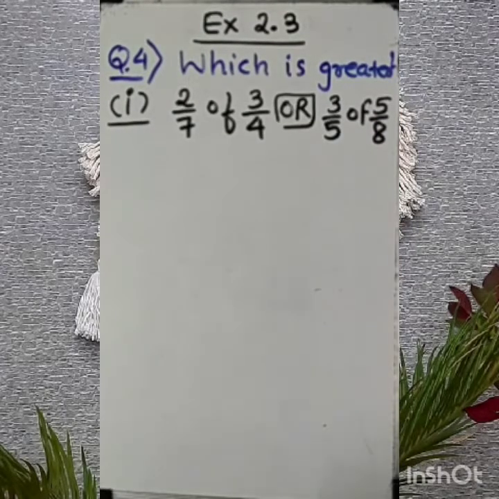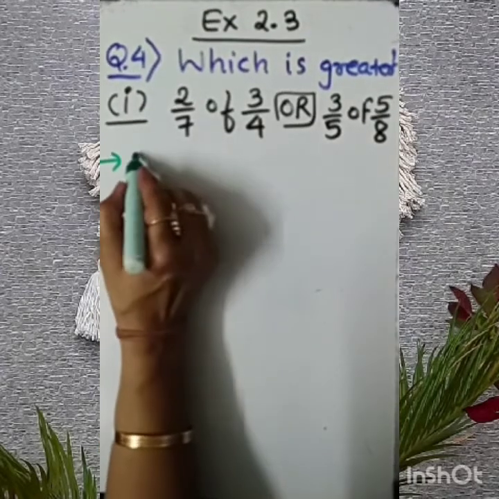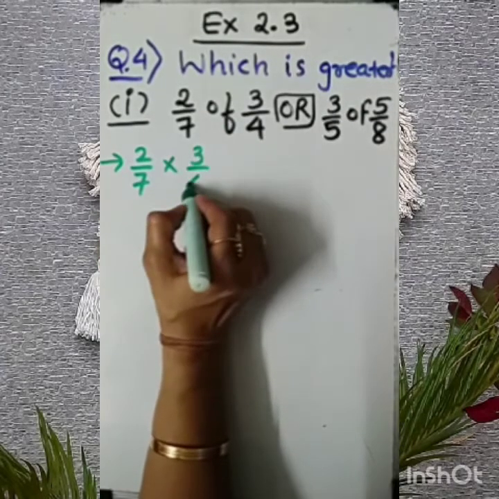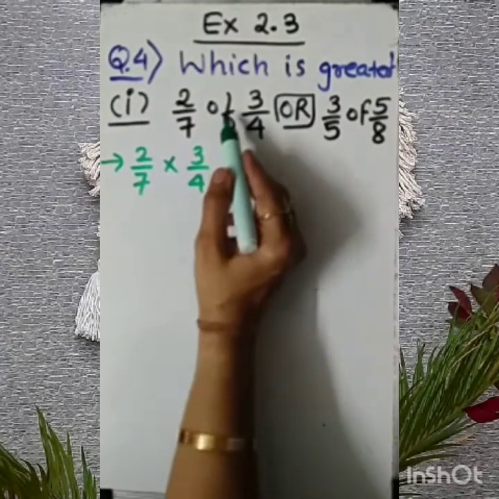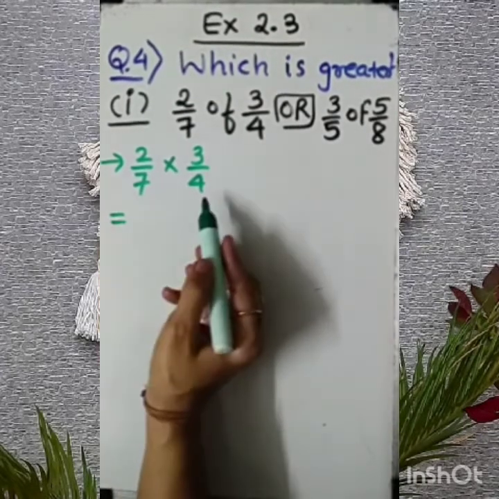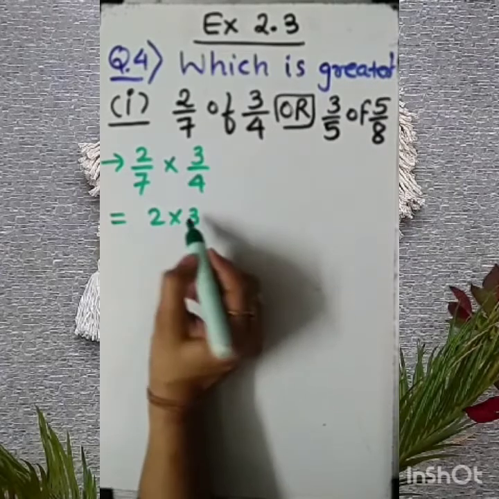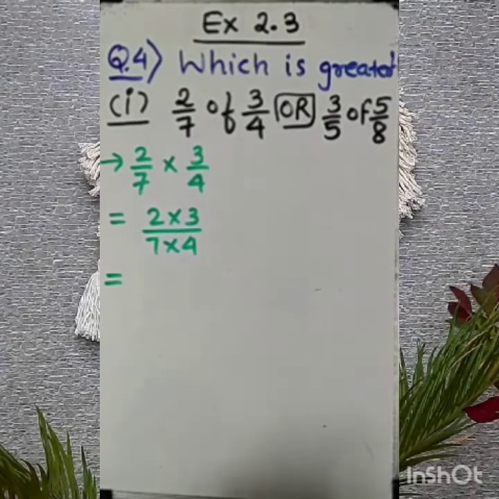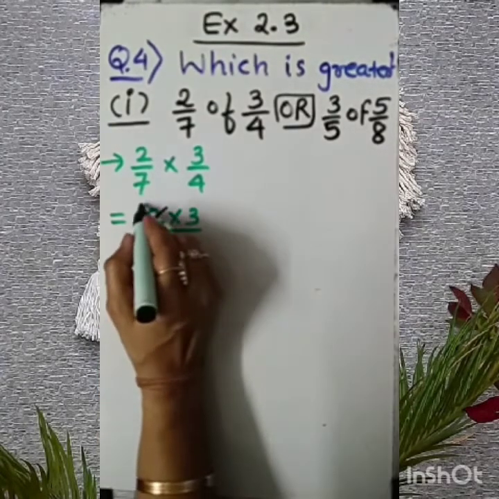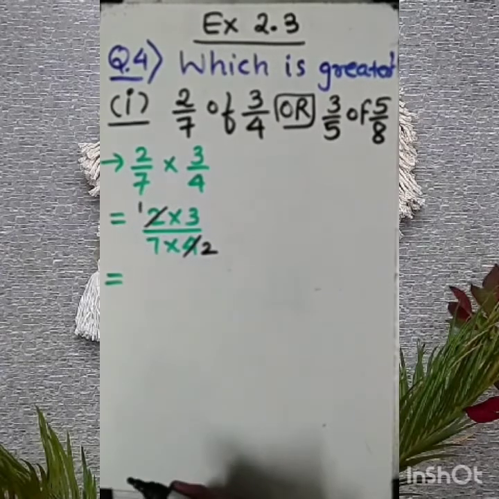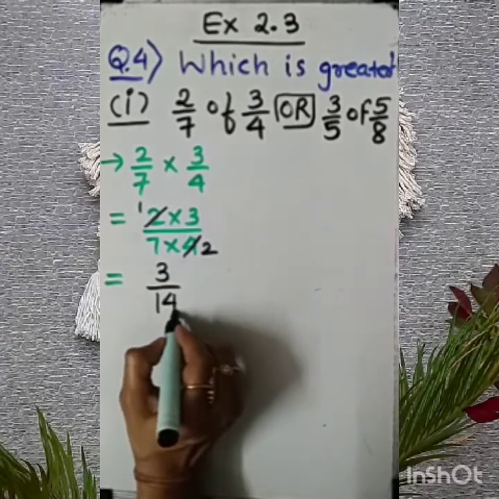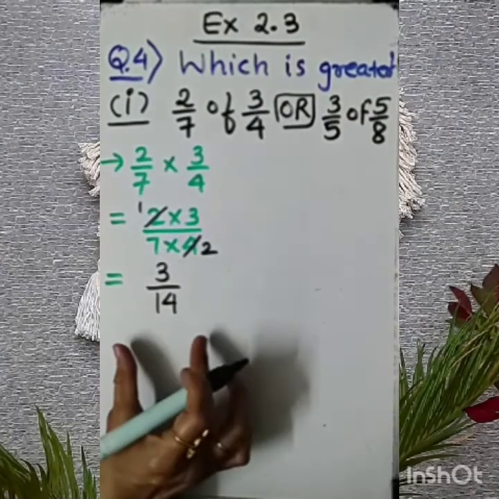So let me explain it to you first. You will surely find it easy. Look at your screen. First we are given 2 by 7 of. The word of indicates multiply, as I explained to you. So can you see, in the numerator we have 2 into 3, in the denominator 7 into 4. We can see 2 1s are 2, 2 2s are 4. So 3 is left in the numerator and 7 2s are 14. This is the solution for this side.